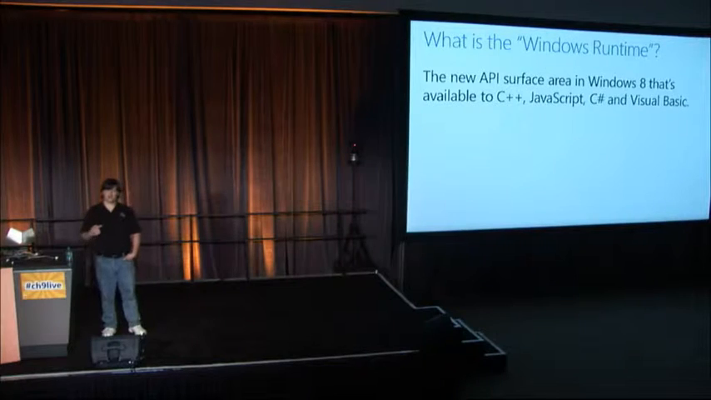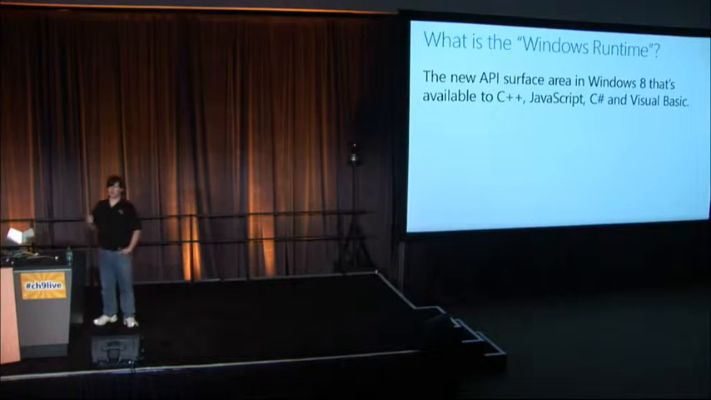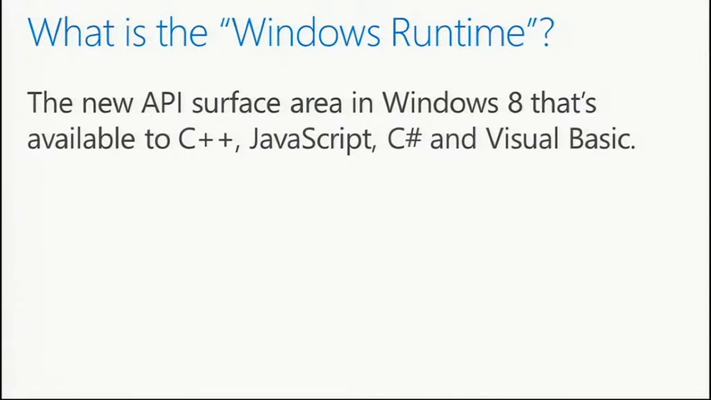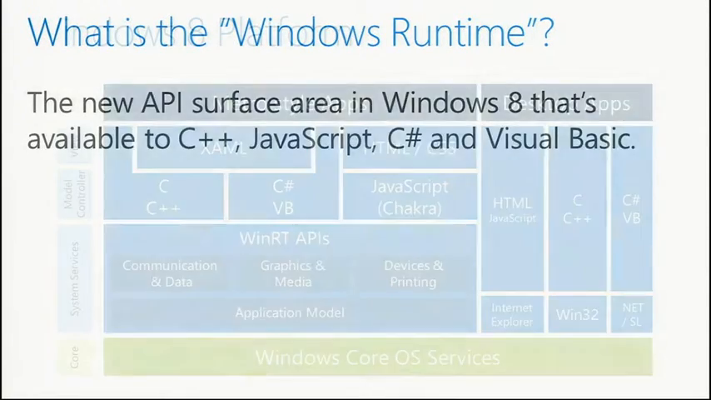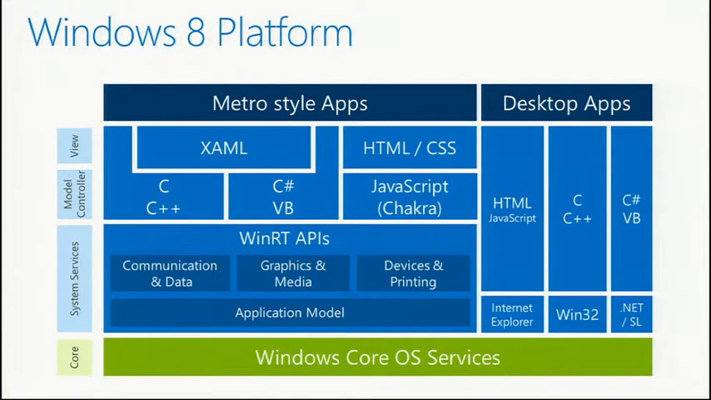Before we get super started here, I want to mention a couple of things about this term Windows Runtime. The way you typically hear the term WinRT, the acronym we use for Windows Runtime, is this definition: the new API surface area of Windows 8 that's available to C++, as well as JavaScript, C#, and Visual Basic. You can see that in the now famous Windows 8 platform architecture slide that we showed off at Build. Right there in the middle, WinRT APIs. We're clearly talking about the communication and data, the graphics and media, the devices and printing. All that is the stuff that ships in the box with Windows 8.